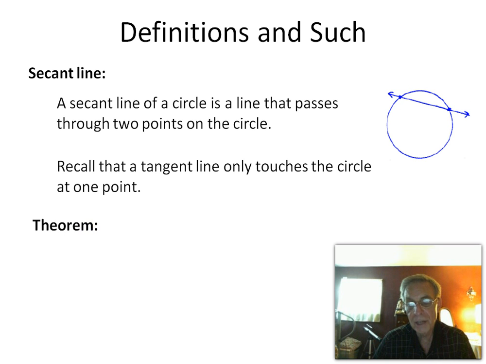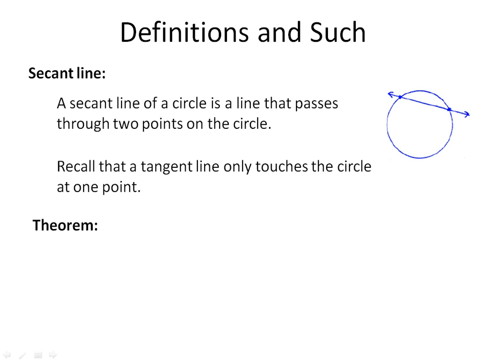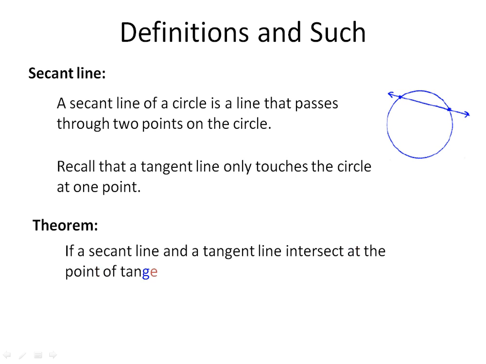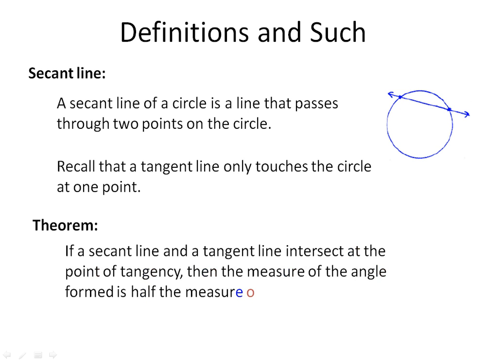Okay, and we do have a theorem here, which once again, a theorem is just a shortcut tool so that you don't have to recreate something every time. Our theorem says that if a secant line and a tangent line intersect at the point of tangency, then the measure of the angle formed is half the measure of its intercepted arc. Okay, so once again, this is an angle that's formed on the circle. So this part of the arc that it intercepts right here, if you divide that by 2, will be the measure of this angle.